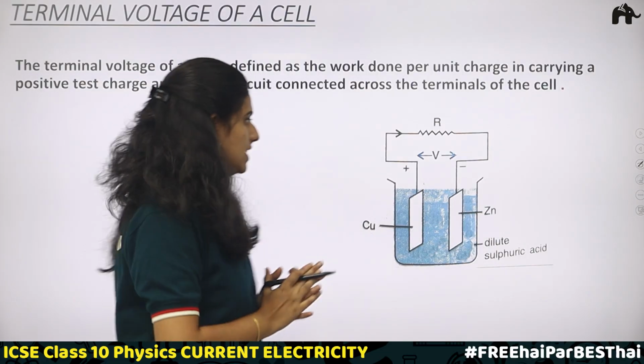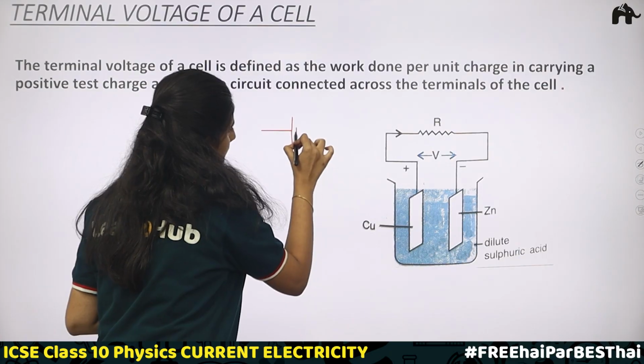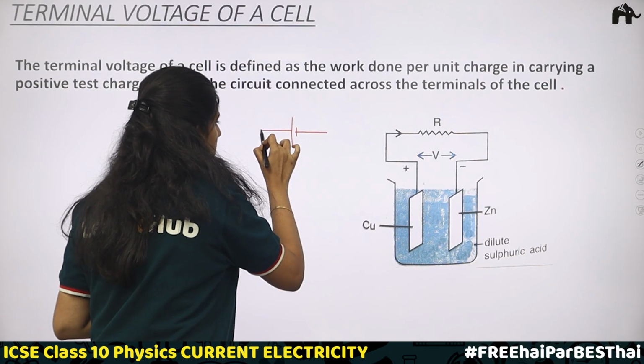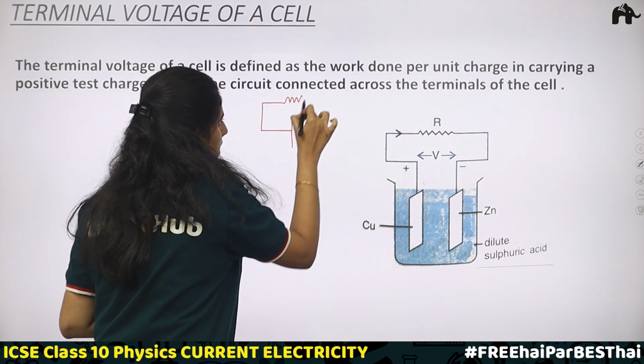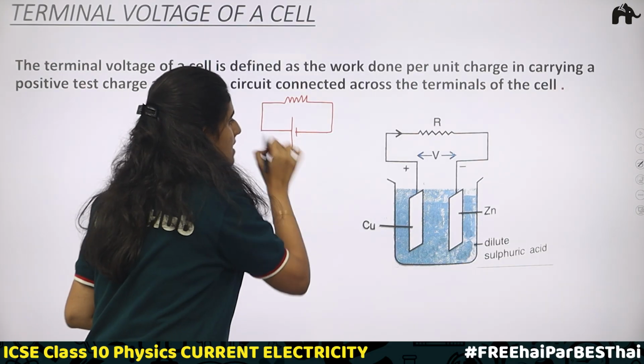Terminal voltage of a cell. We have studied about EMF. Now, we have studied a cell in open circuit. Now, this cell is connected to a bulb or it is connected to a resistor. Then it becomes a closed circuit. So, this cell is in a closed circuit.